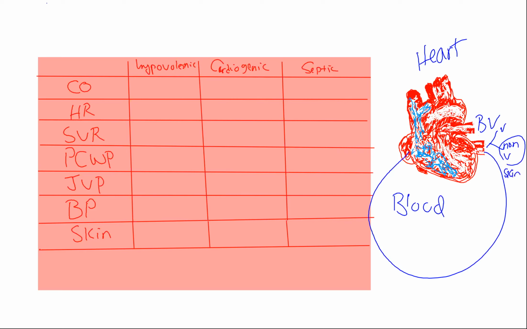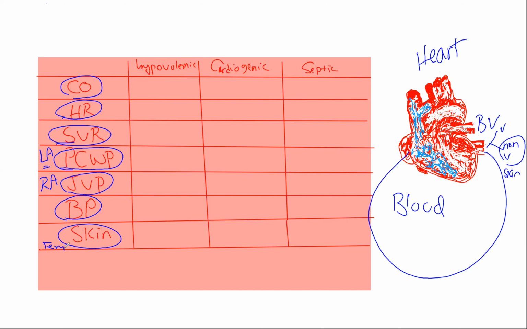So to know the types of shock, you have to be oriented about the cardiac output, the heart rate, systemic vascular resistance, pulmonary capillary wedge pressure, which is the measurement of left atrial pressure. Consider that. And JVP, jugular venous pulsations, which are the measurement of right atrium. Okay, and the blood pressure and the skin, which is considered temperature.